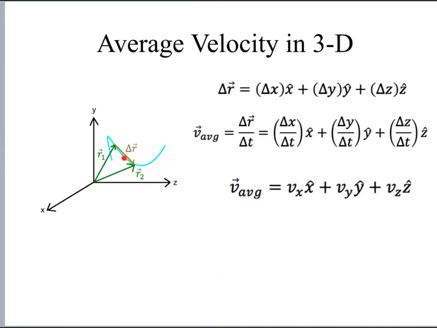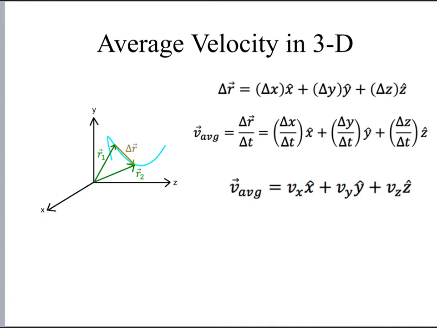So again, we have our delta r here, and we can write it as delta r is equal to delta x in the x hat direction plus delta y in the y hat direction plus delta z in the z hat direction. And remember, what's delta x? It's just x2 minus x1. This would be y2 minus y1. This would be z2 minus z1.